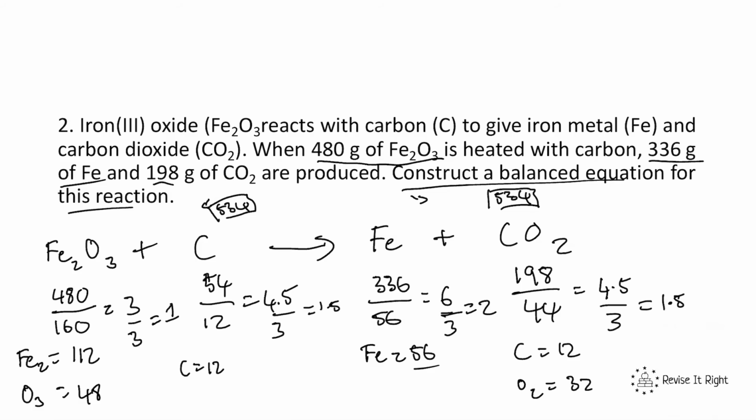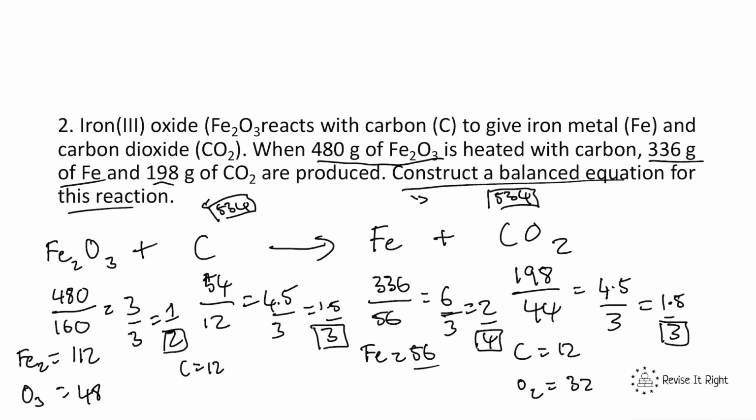Now because we've got nice numbers here, 1.5, but they're not whole numbers, what we can do is double them. Now if we double these, it means we also have to double the remaining ones as well. So we're going to double all of them. So 1.5 doubled is 3. 1.5 doubled again is 3. Now 2 doubled is 4. And 1 doubled is 2.